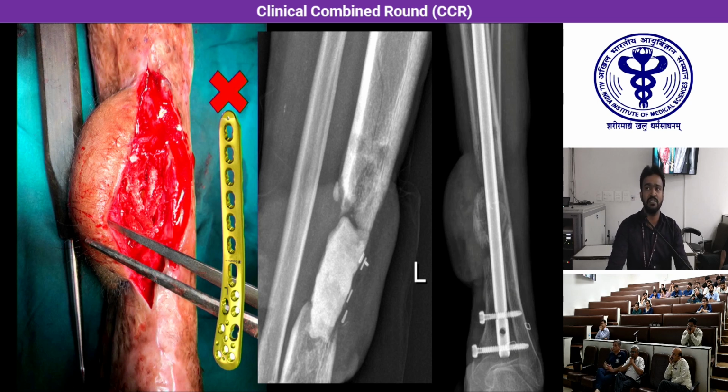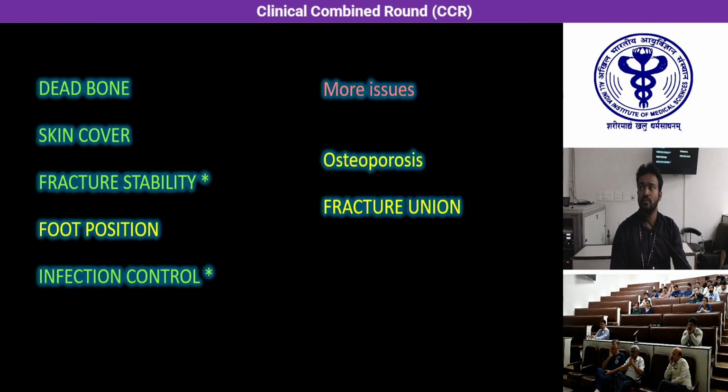and for the fixation, the options will be plates. But as the patient is having less space around the tibia, the option of plate will not be possible. And the other option is nail that is put inside the tibia, and there will be no problem of space. Now the other issue will be osteoporosis and fracture union.